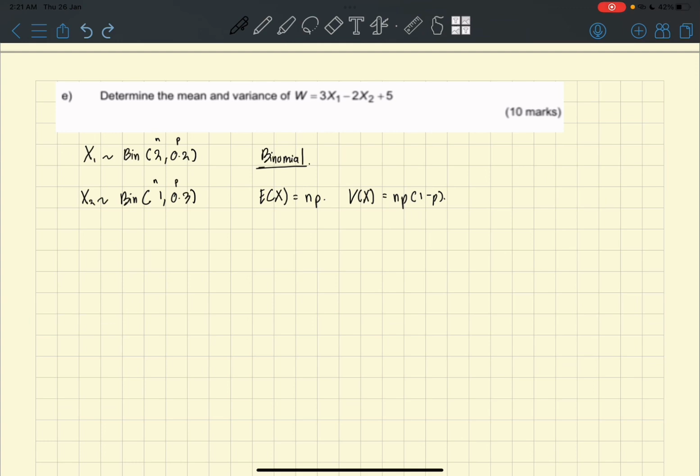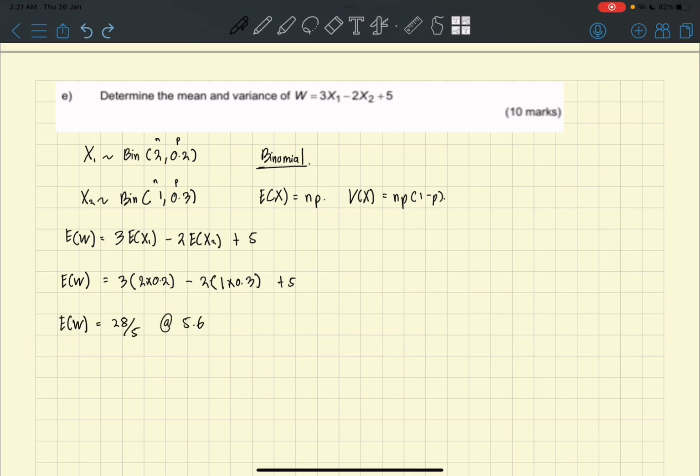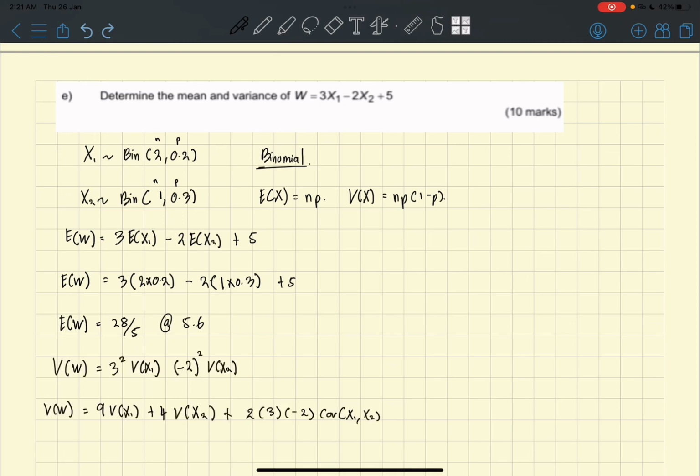times 1 minus P. For this case, the mean of W is equal to 3 times the mean of S1 minus 2 times the mean of S2 plus 5, and we put the values into that formula, and the mean for W is equal to 28 over 5, or 5.6, which is the same.